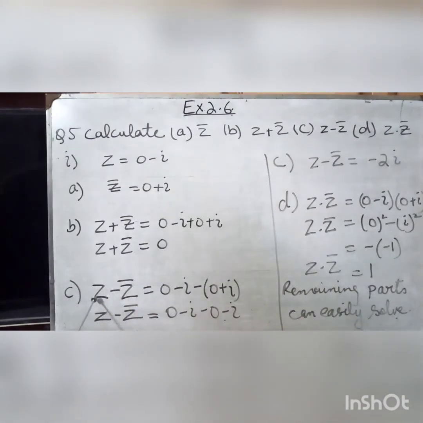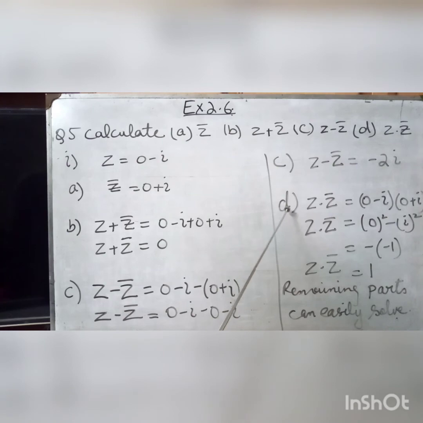In C, we have to find z minus z bar, which is equal to 0 minus iota minus 0 plus iota. We have 0 minus iota and minus iota. So add minus iota, then we have z minus z bar is equal to minus 2 iota.